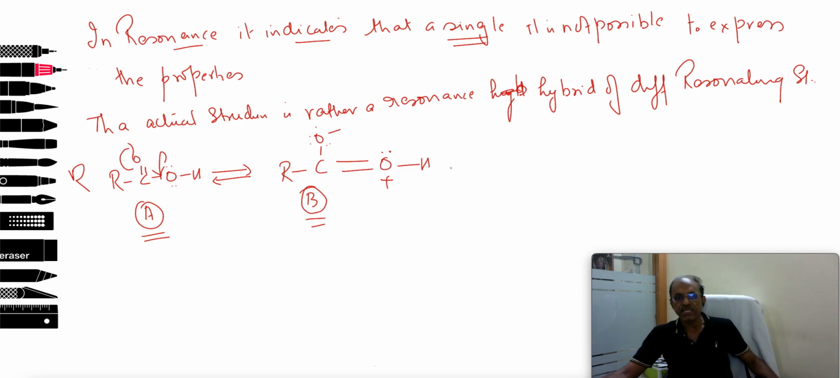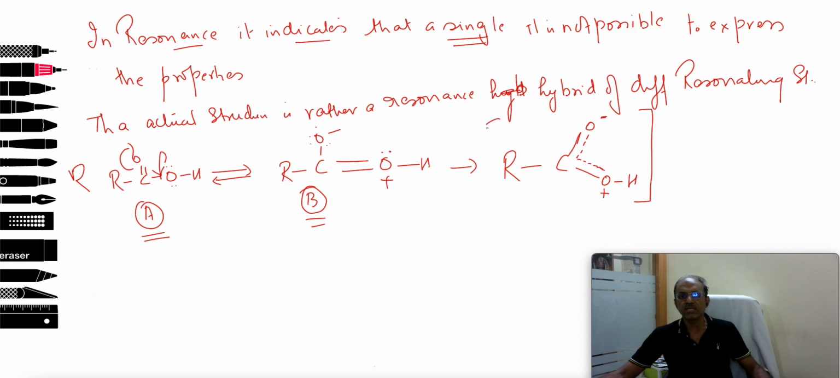That means it will be indicated as RCO, and here with partial bonds. This indicates that there is a shifting of electrons. Fine. This indicates that there is a shifting of electrons. And this whole structure specifies the properties of a particular carboxylic acid, or any molecule for that matter.